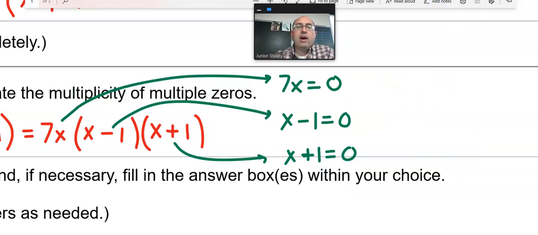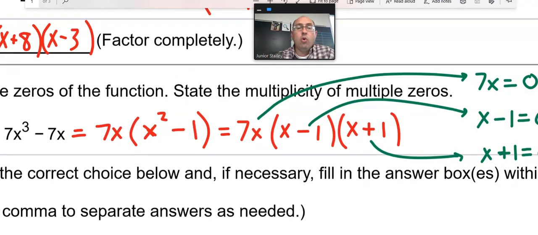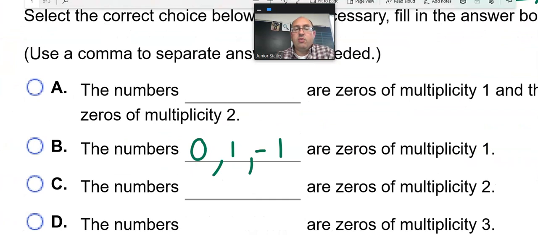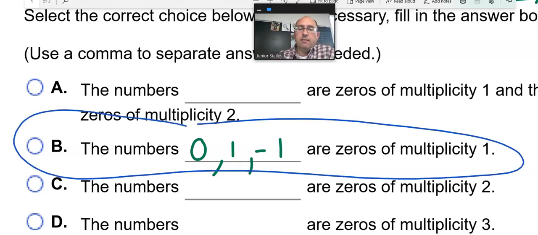If those exponents were higher, then that means the factor would occur more than once. So we chose the numbers 0, 1, and negative 1. It doesn't matter what order they're in. Our zeros are of multiplicity 1, so that was letter choice B.